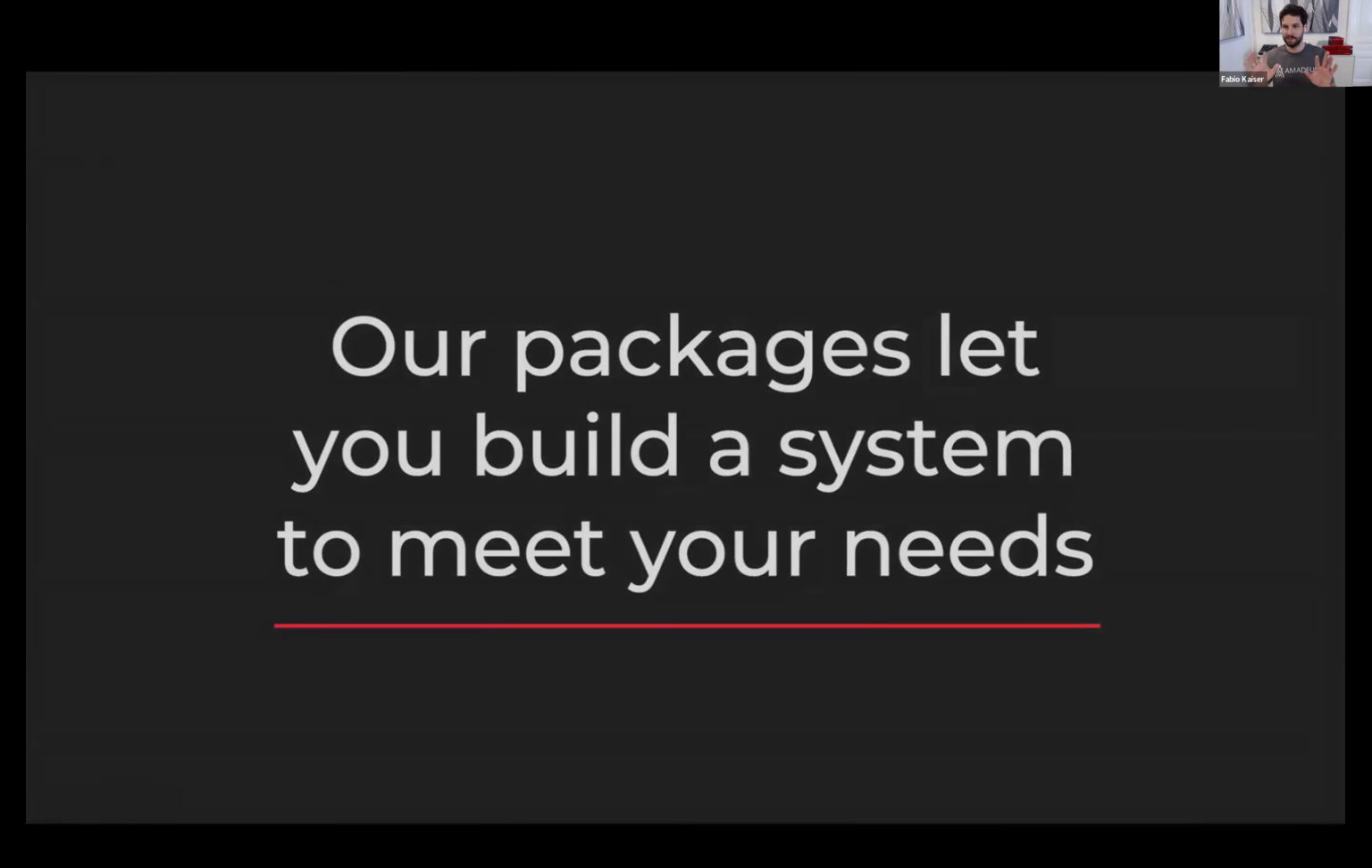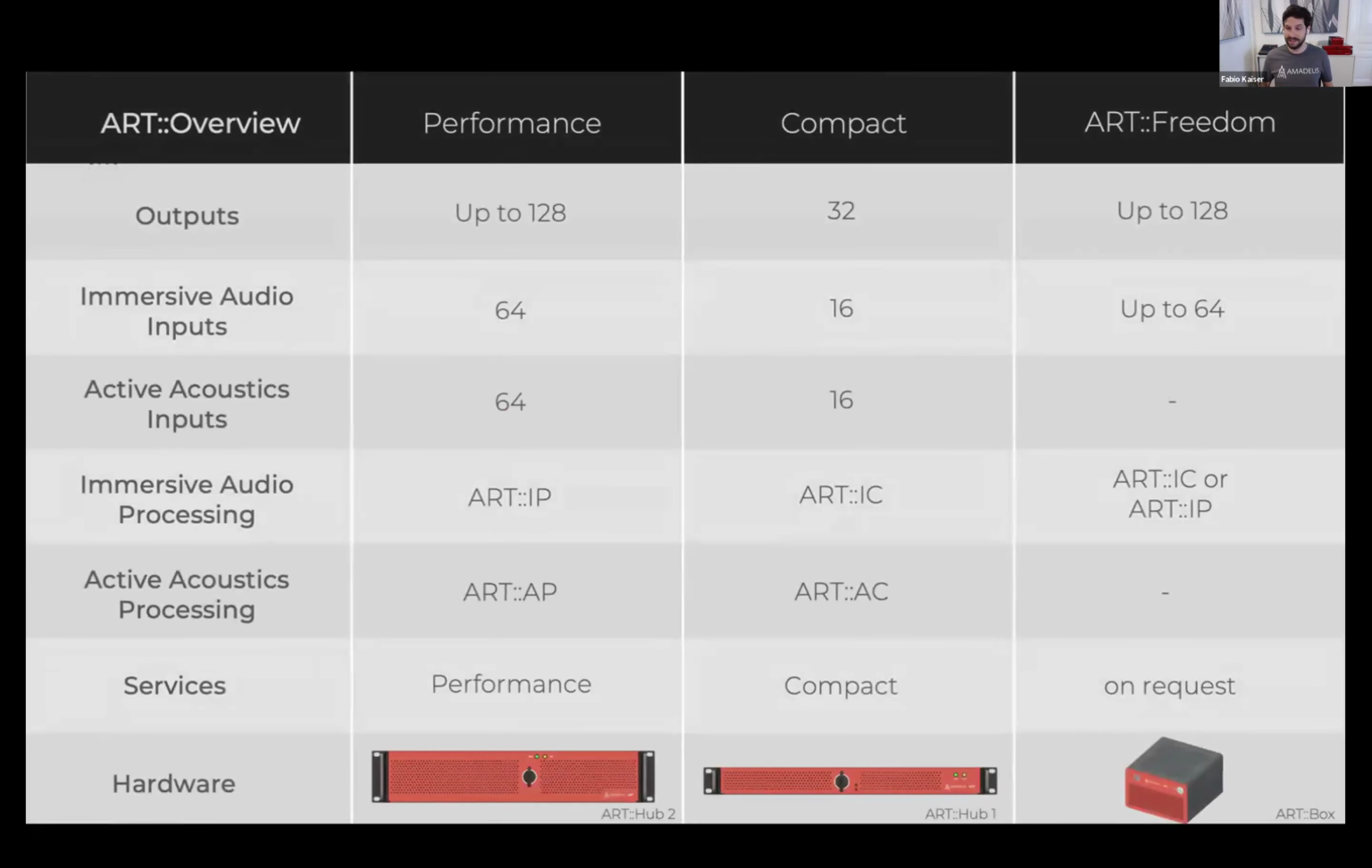And then to finalize the overview of the ARC platform, sometimes this might be overwhelming. Okay, there are 3 hardware pieces, there are 8 different modules. Where should I begin? That's why we created a little matrix for you where you get an overview of the performance package, the compact package and the ARC Freedom package, which I'm going to explain in a moment. The performance package can give you up to 128 outputs, 64 inputs on the immersive side, 64 inputs on the acoustic side.